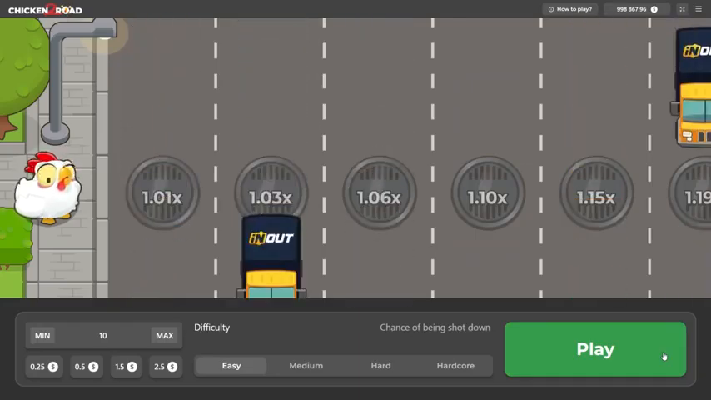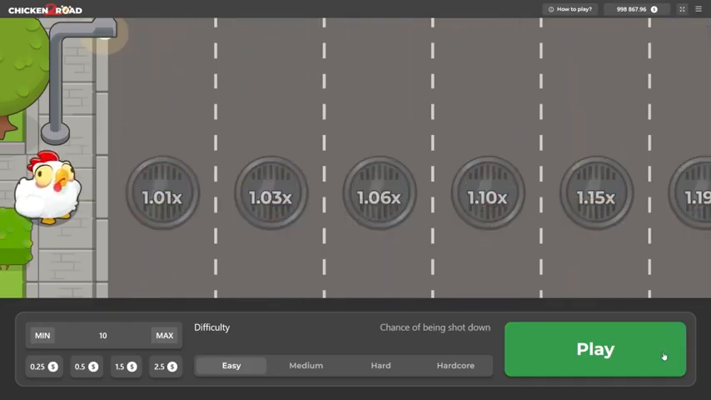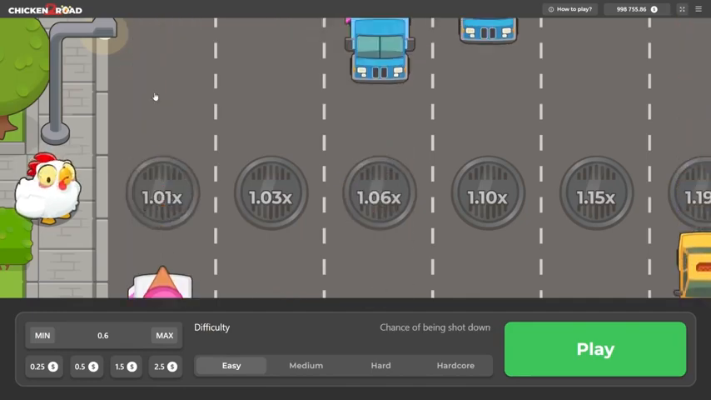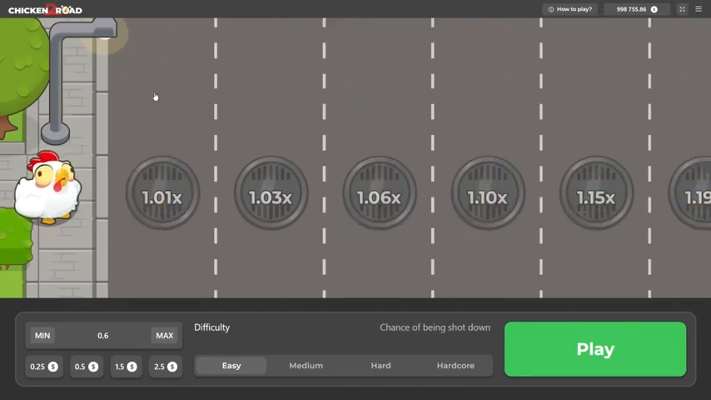This creates a psychological challenge. Greed says wait for a bigger multiplier. Fear says cash out now before you lose it. Learning to manage these emotions is crucial.